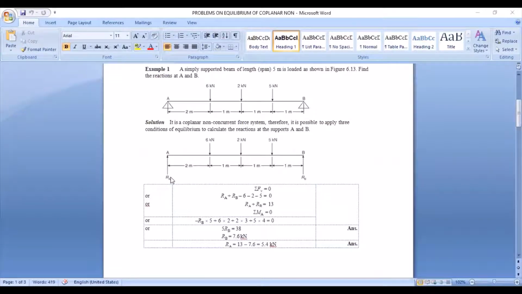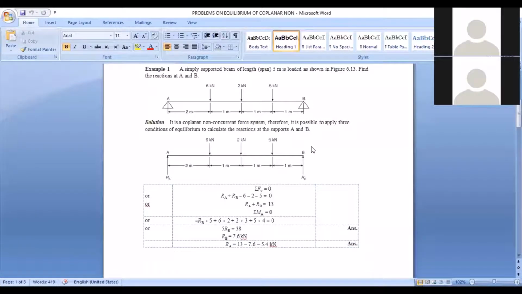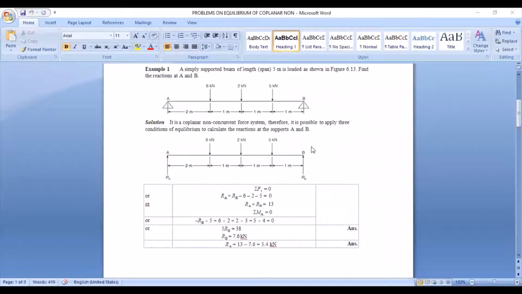Now, one more important thing to be kept in mind is that whenever you are providing the reactions, the directions of the reactions are initially assumed. Once you calculate the answers for those reactions, then you will come to know whether the directions of the reactions are correct or not. Okay. Now, this is the free body diagram which consists of actions and reactions. Now I need to solve for reaction at A and reaction at B.